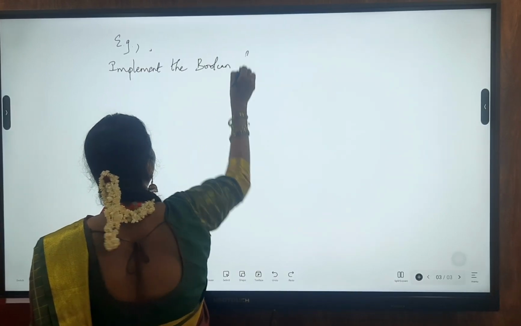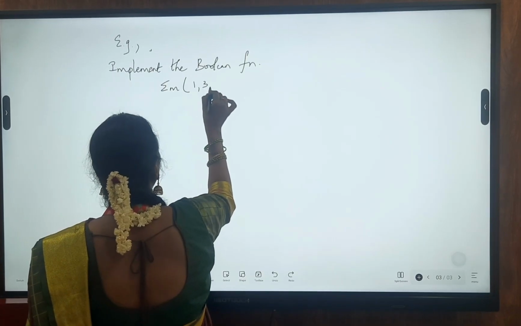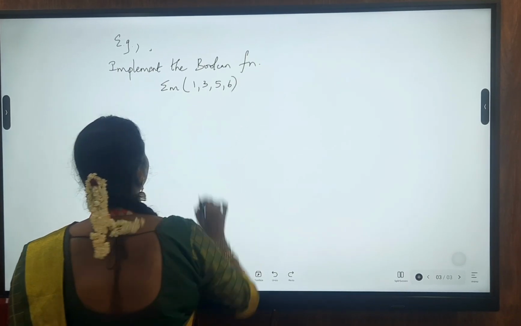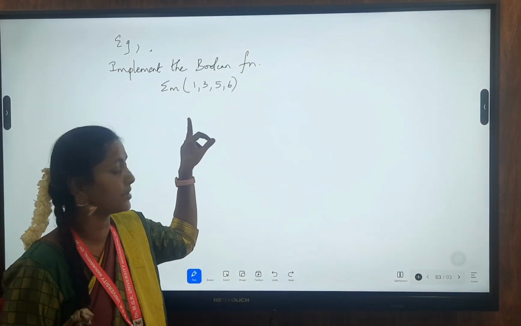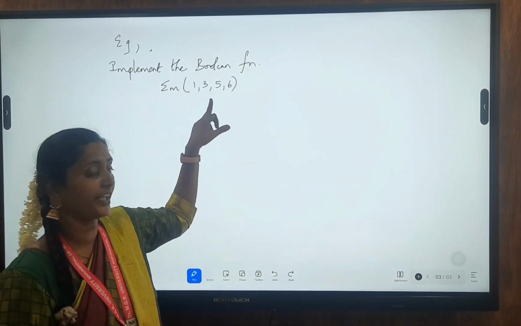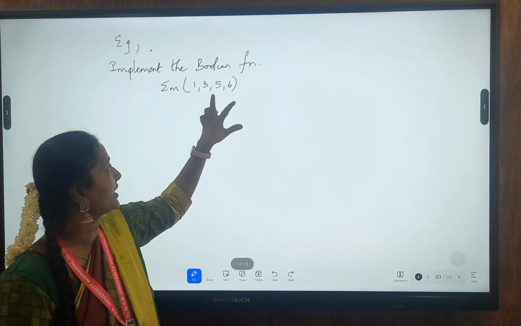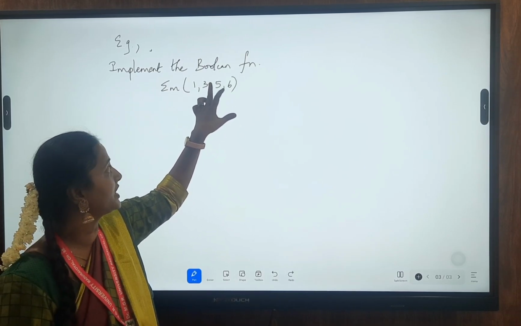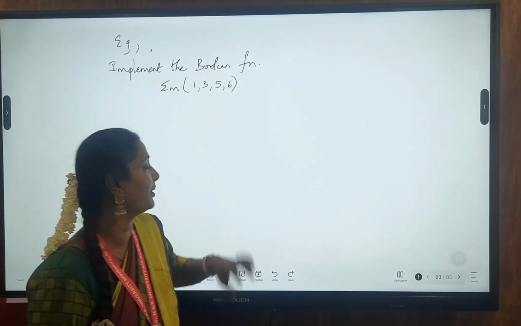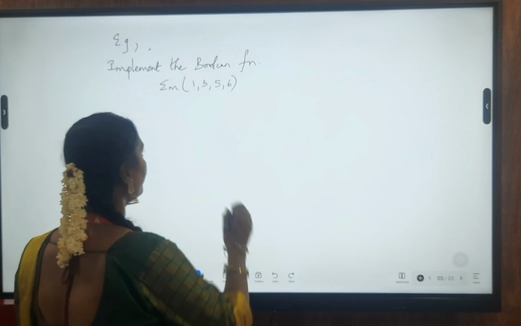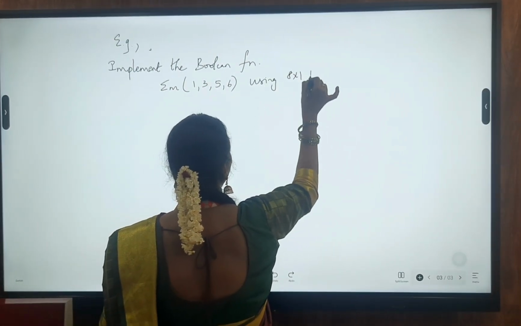Implement the Boolean function summation m, which is equal to 1, 3, 5 and 6. This function I am going to implement using the multiplexer. So 1, 3, 5 and 6 are the outputs of this Boolean function. So we will be having a minimum of 8 input variables over here. So first we are going to use an 8x1 multiplexer.